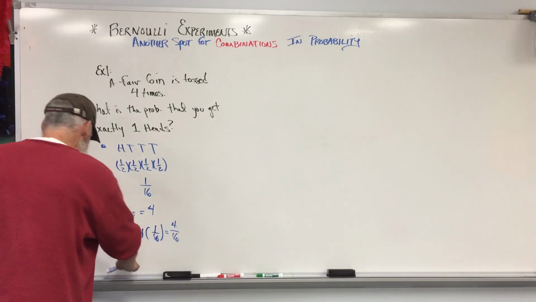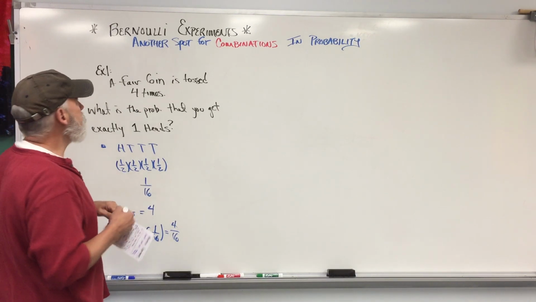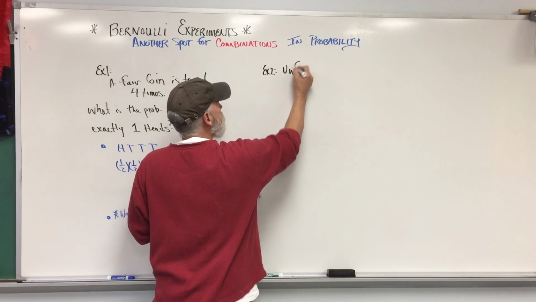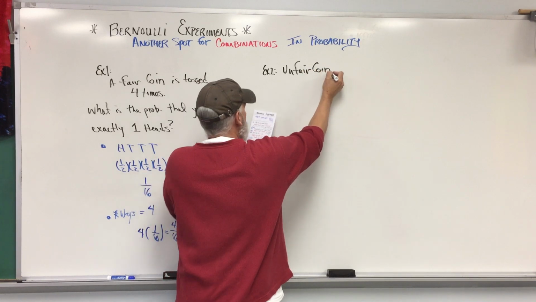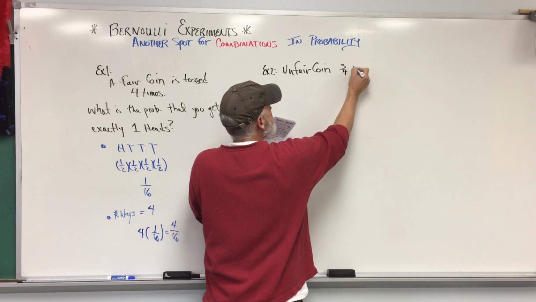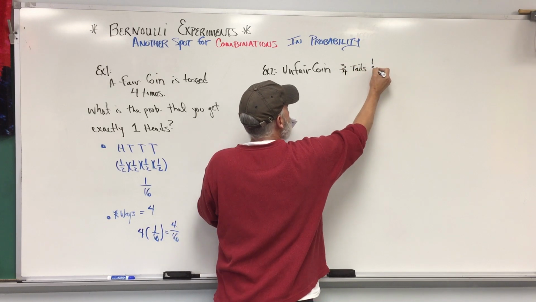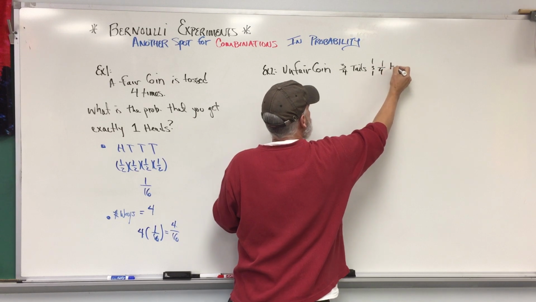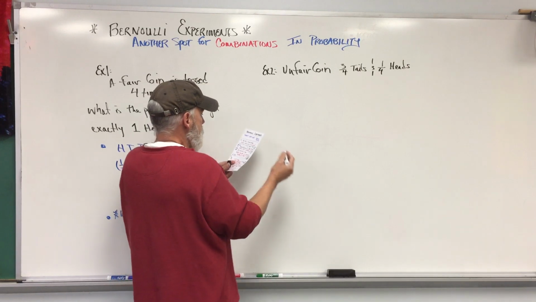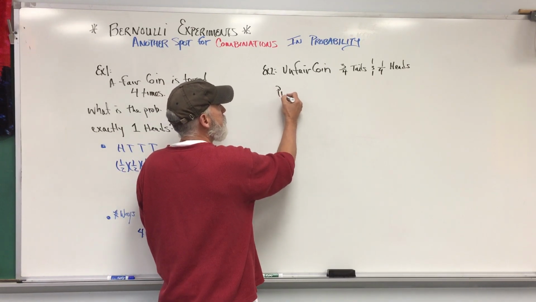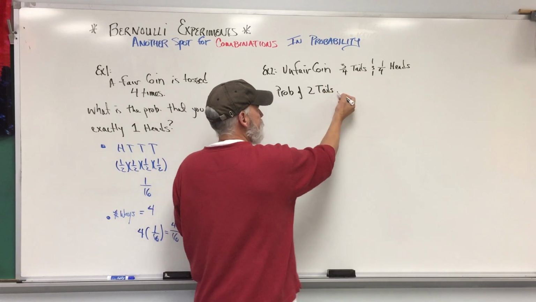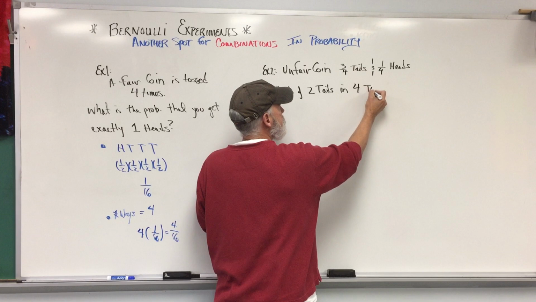Next example is a little more complicated. Example 2: an unfair coin that has 3 out of 4 times it's tails, and only 1/4 of the time would it turn out to be heads. So the tails side has been weighted. The question we're going to look at is, if it's tossed 4 times, what is the probability of exactly 2 tails in 4 tosses?